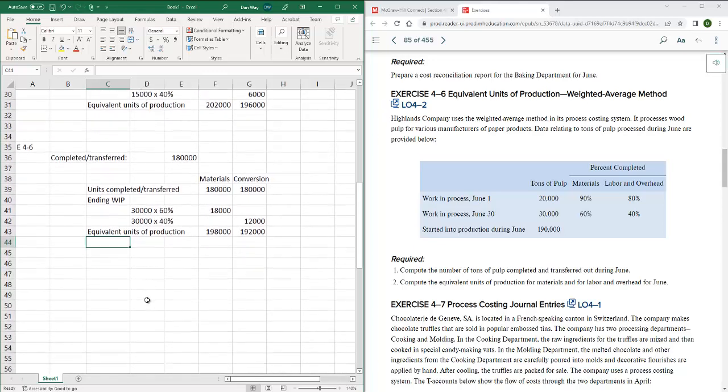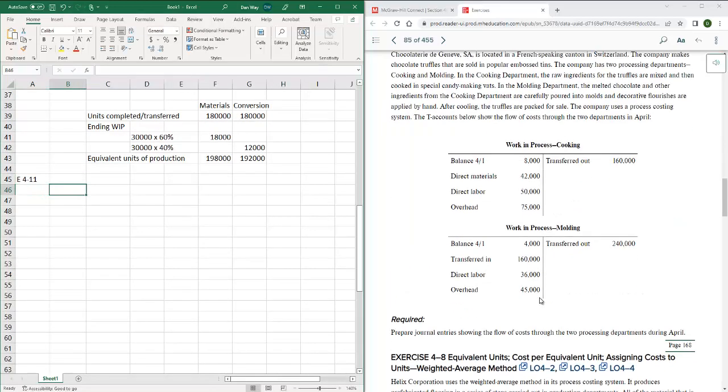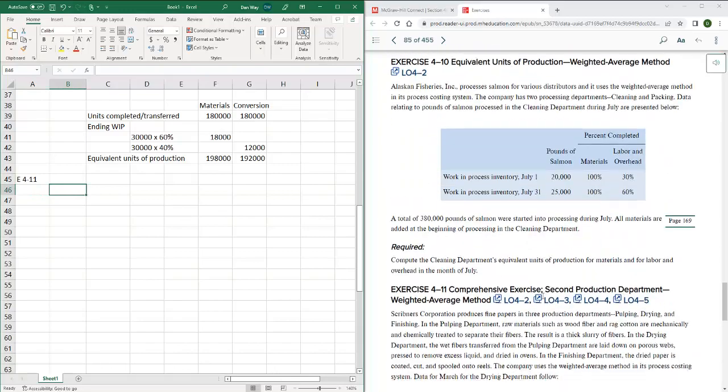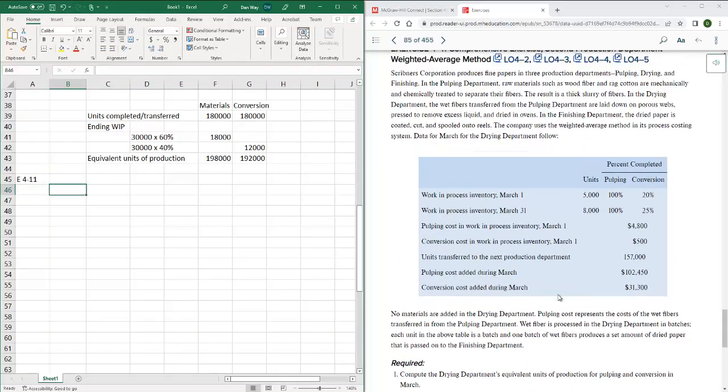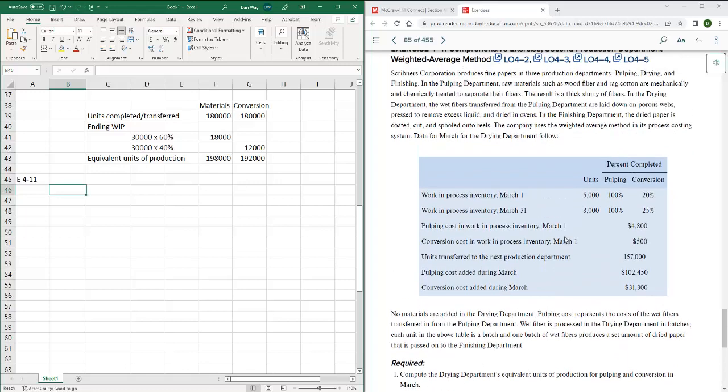All right, I had one more to cover here, and this was a comprehensive end-to-end type deal. So this is 4-11. And I'll try to keep as much of it on the screen here as I can. I apologize for the scrolling, but I think it works best if I can leave enough space to show all the work here.